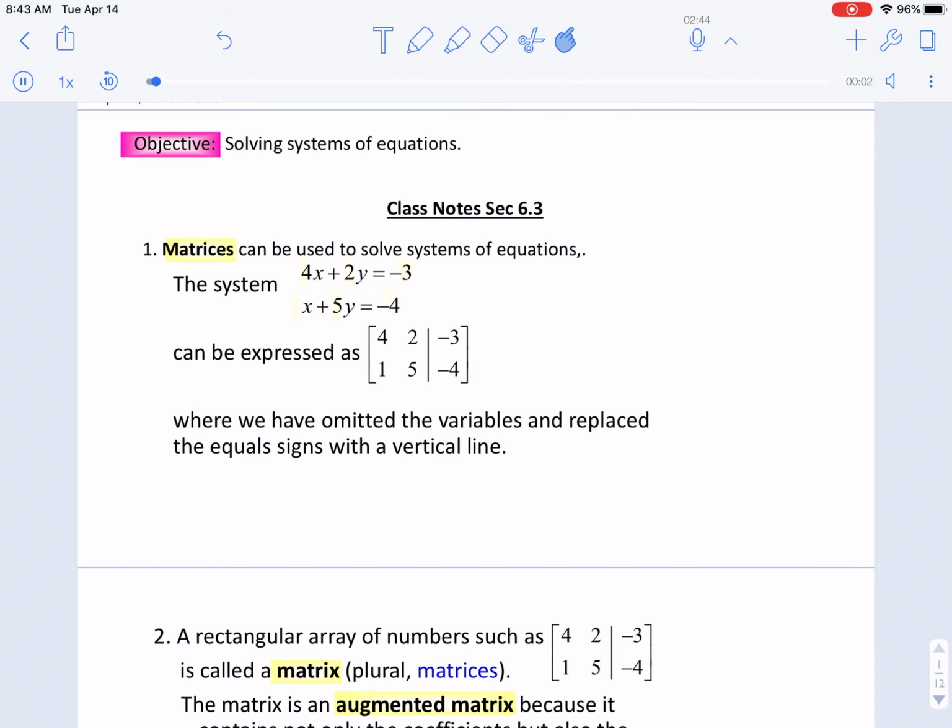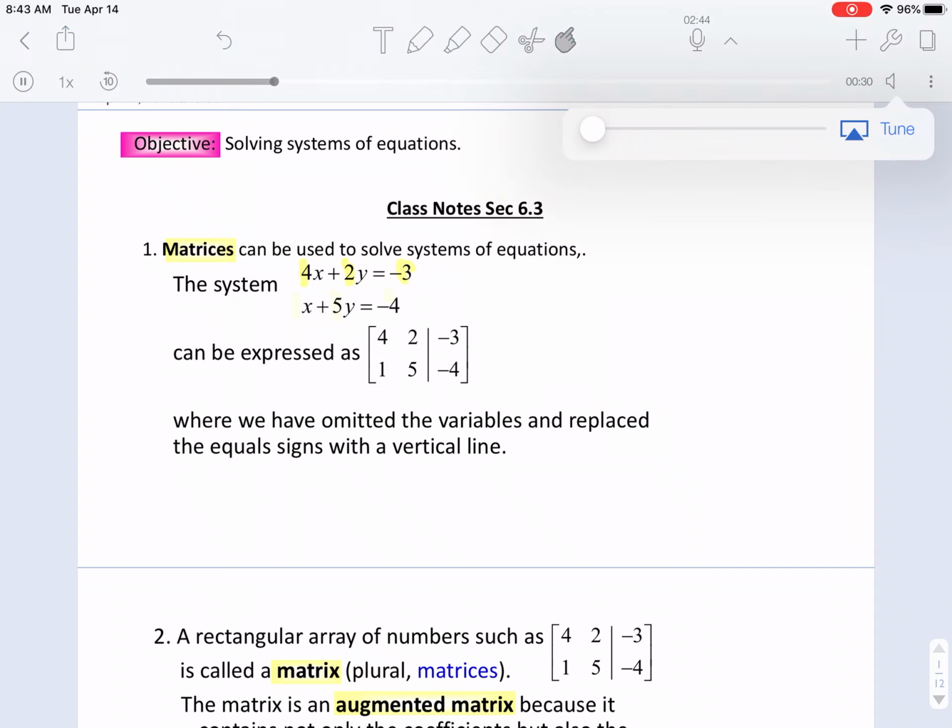This is section 6.3. Matrices can be used to solve systems of equations. So let's look at how to write a matrix. The system 4x plus 2y equals negative 3 and x plus 5y equals negative 4 can be expressed as 4, 2, negative 3. Notice that the 4 is coming from the coefficient of the x. The 2 is coming from the coefficient of the y, and the negative 3 is the constant.